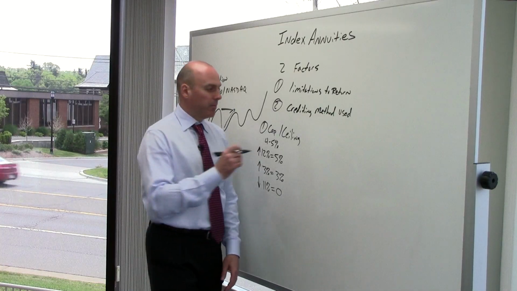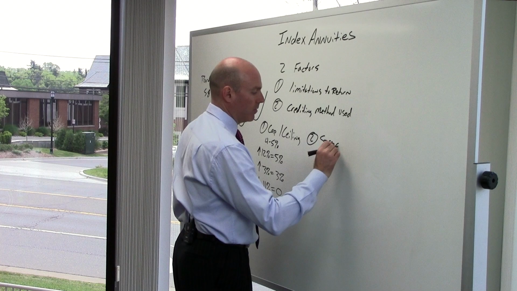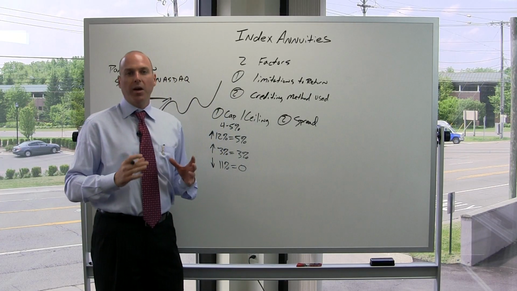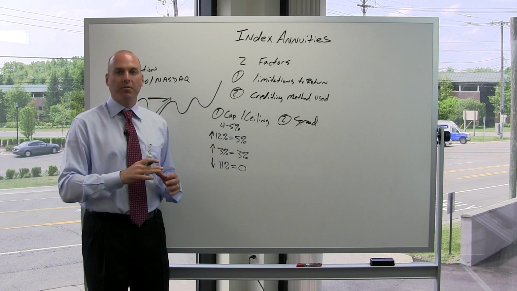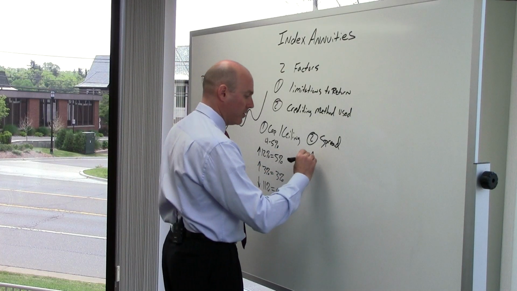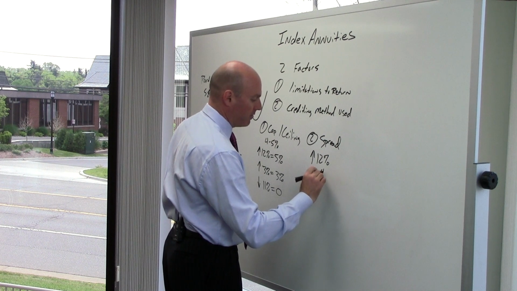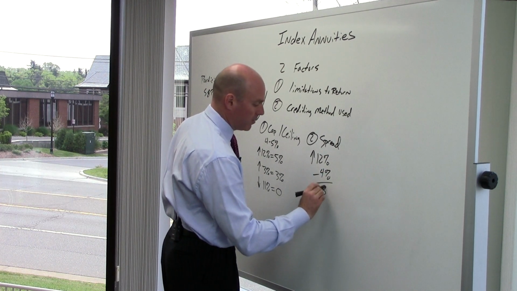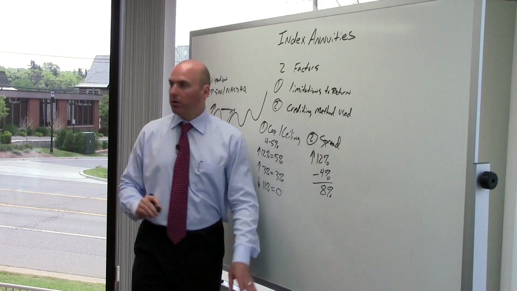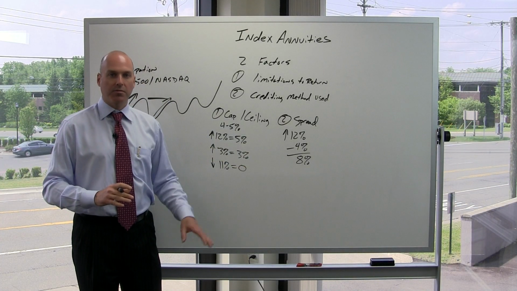The second way is through what's called a spread. The spread is an amount that's subtracted from the return of the index each year. So if the index went up by 12% and you had a spread of 4%, you would earn 8%. And again, if the index is negative, you just get 0% for the year.